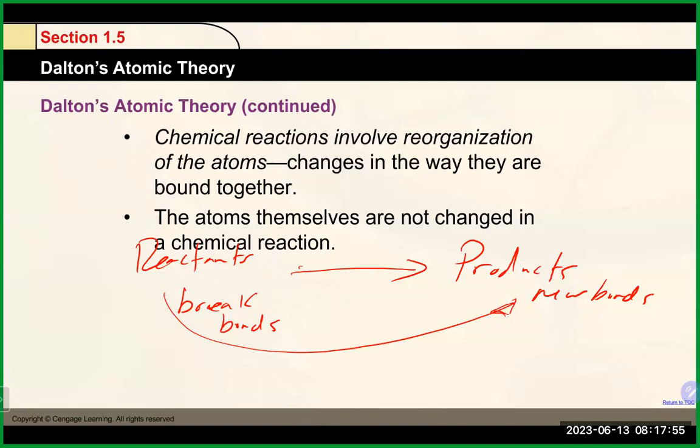Again, the two parts that are not correct are the idea that atoms are indestructible, and that every atom of a particular element is identical to each other. The existence of isotopes disproves that.